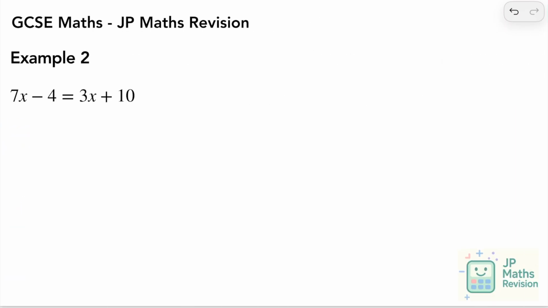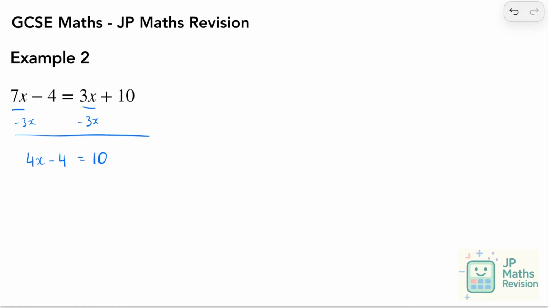So here's the next example. Again, you have a 3x and a 7x. The easiest way of doing this is to subtract the smaller x term from the bigger x term. So we're going to do that by subtracting 3x from both sides. If we do that, we end up with 4x minus 4 equals 10.